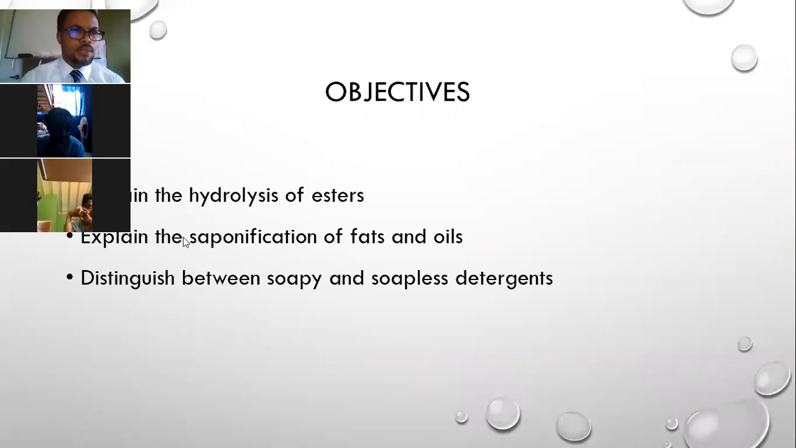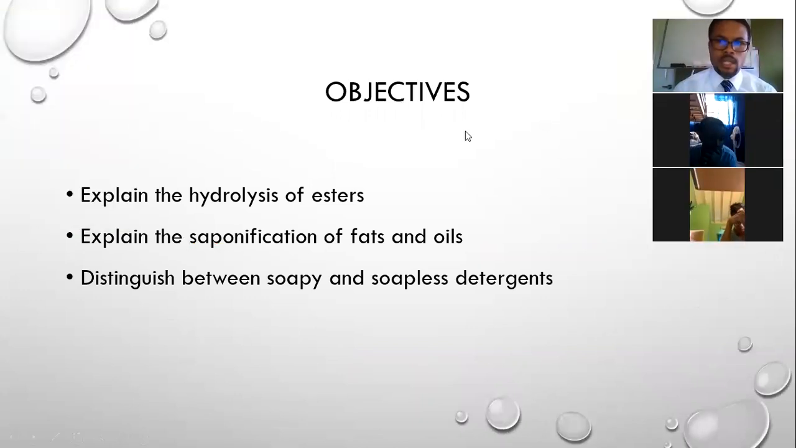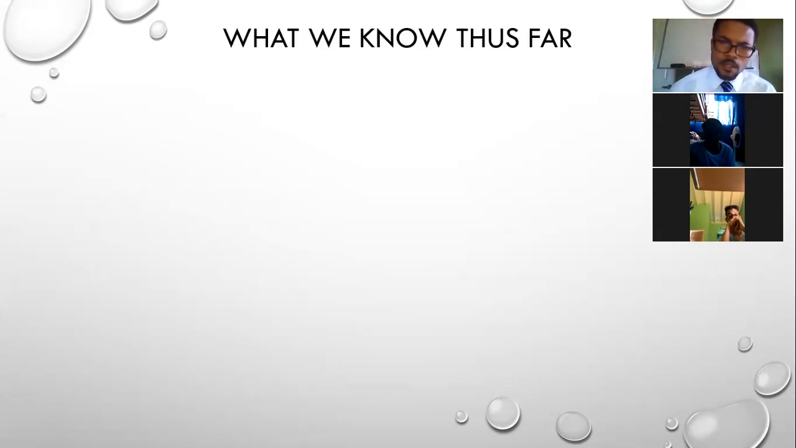So what are some of the objectives we want to accomplish? One, at the end of the lesson, you should be able to explain the hydrolysis of an ester. In addition, you should be able to explain the saponification of fats and oils and distinguish between soapy and soapless detergents. For this first portion of this lecture, we're going to at least be able to answer the two objectives firstly, and then we will reconvene afterwards. Okay, so let's begin.